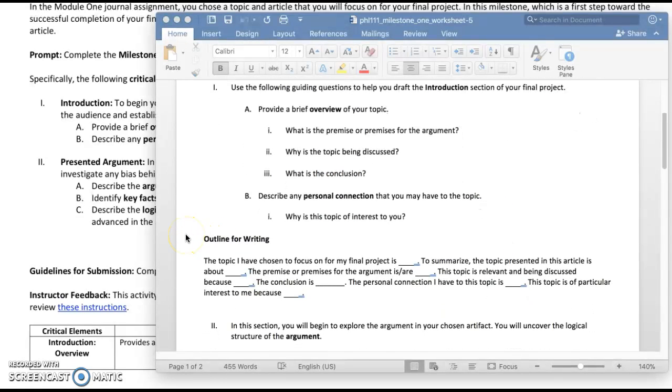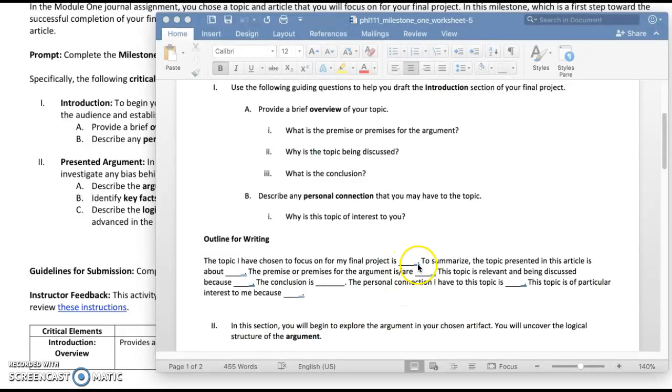Some students get a little confused with this because it has this outline up here and then it has another outline. What they're trying to do is explain to you that you can use the answers for these questions here and fill them in down here. In the past, I've seen that students sometimes want to skip over these questions and jump right to the outline, which is okay, you can do that.